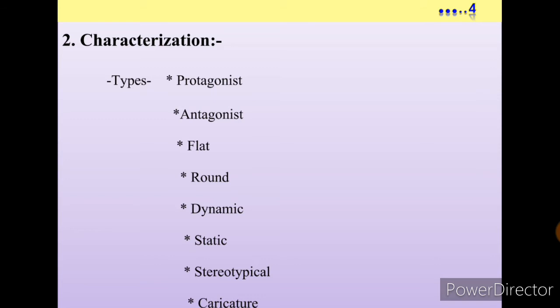A character sketch is a description of a character's moral and personality qualities, written in paragraph form with specific examples from the story in question.